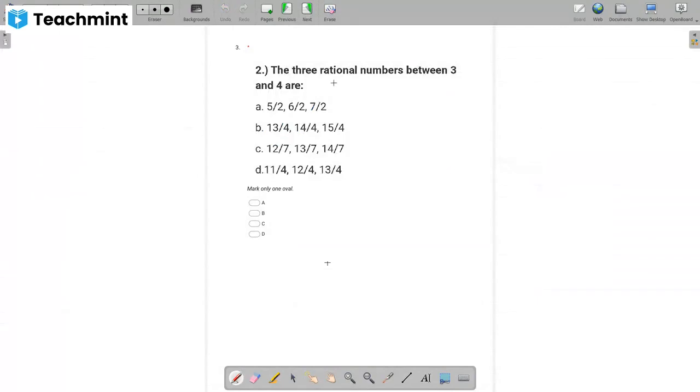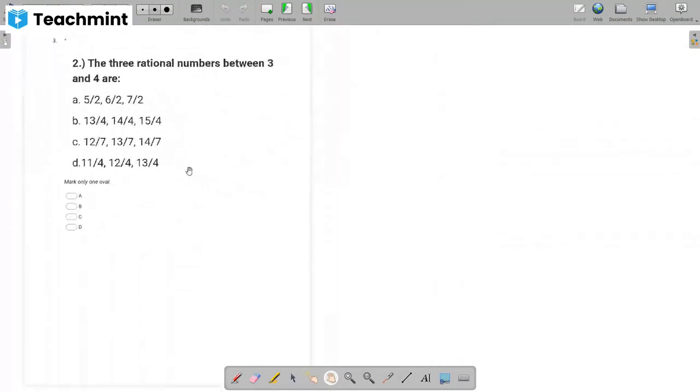The three rational numbers between 3 and 4 are... now we have to find the rational numbers between these two numbers, 3 and 4. So we know that there are infinitely many rational numbers between any two given rational numbers. Here 3 and 4 are also rational numbers because 3 can be written as 3 by 1 and 4 can be written as 4 by 1. So there are infinitely many numbers between these two rational numbers. But here we are given three rational numbers.